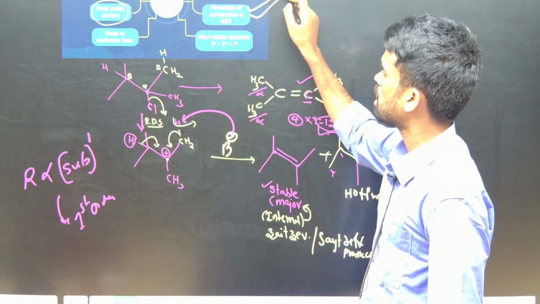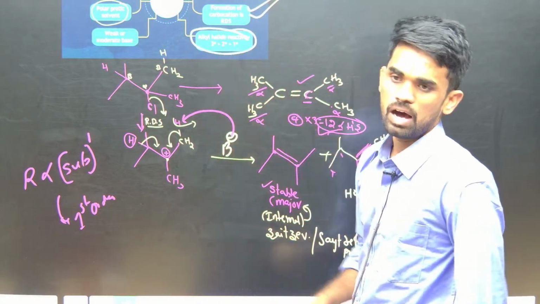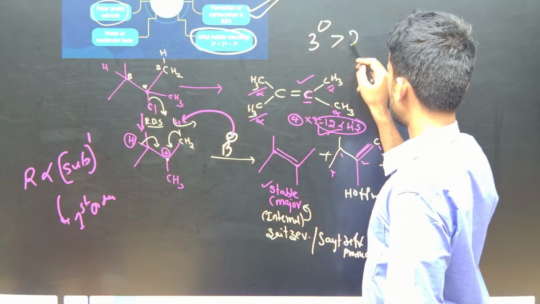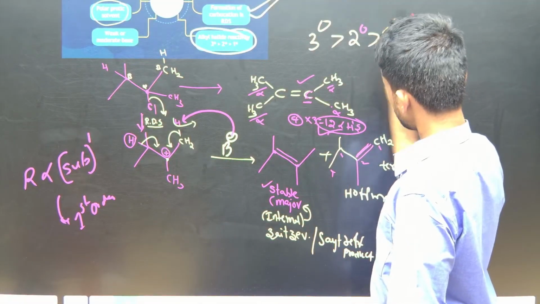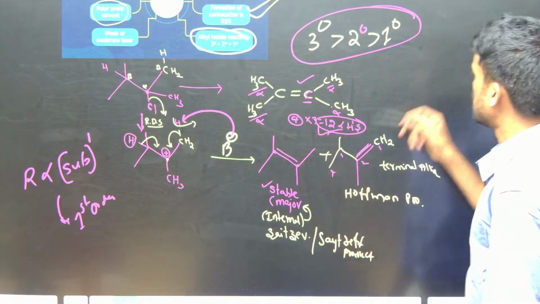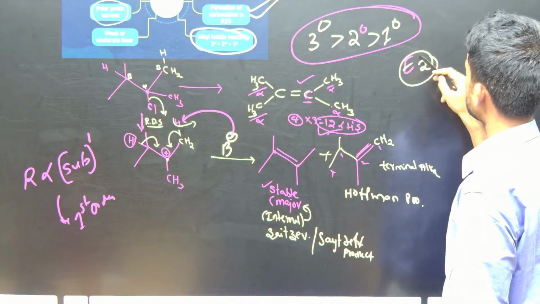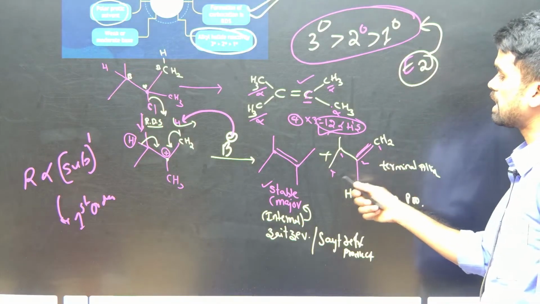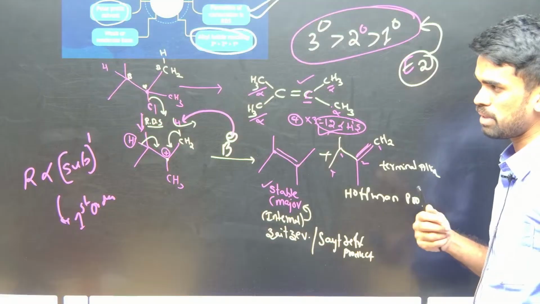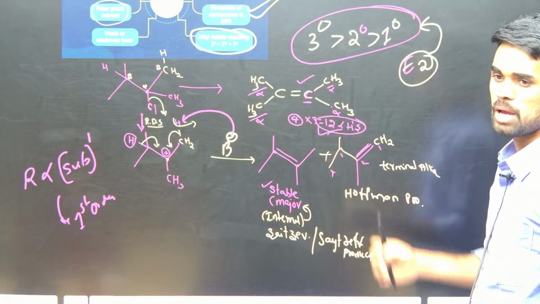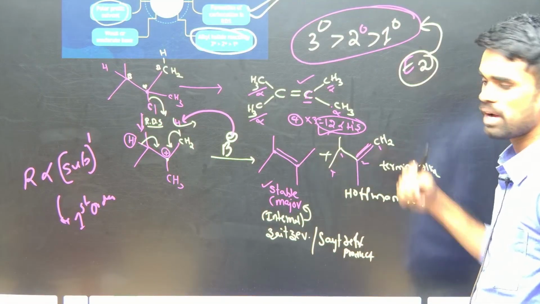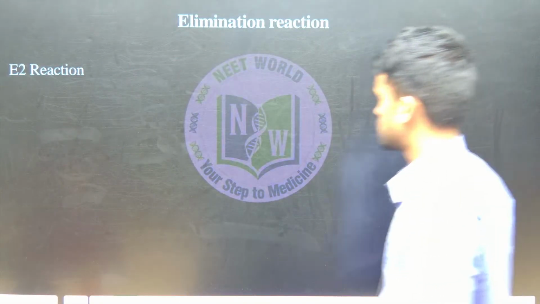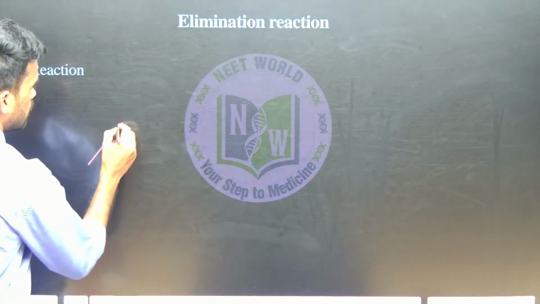It's a 2-step reaction. What is the reactivity of alkyl halides? A 3 degree alkyl halide is more reactive than 2 degree and 1 degree. The same applies in the case of E2 elimination also: 3 degree, 2 degree, 1 degree, because the respective alkenes formed as the Zaitsev product will be more stable due to hyperconjugation by the alpha hydrogens. That's it. Then next, E2 elimination. See here what I am writing in E2 elimination.